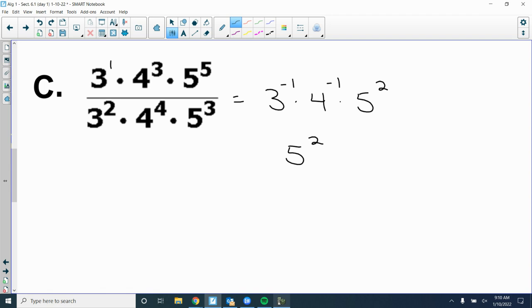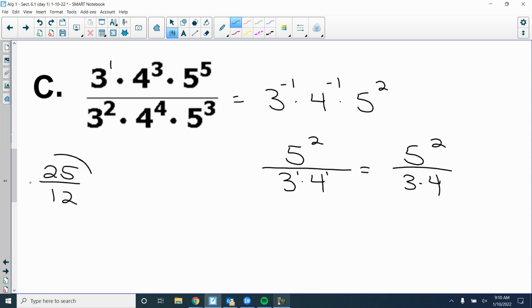And then over 3 to the 1 and 4 to the 1. Good. Now, you don't really need to write the power of 1 at this point. If you did, I would not mark it wrong. But I just want to make you understand that those would be the same. Now, depending on how they want you to write it, at the end, 5 squared would be 25, and 3 times 4 would be 12. So those would be equivalent. Right now, go ahead and keep it in the power form. So 5 squared over 3 times 4.